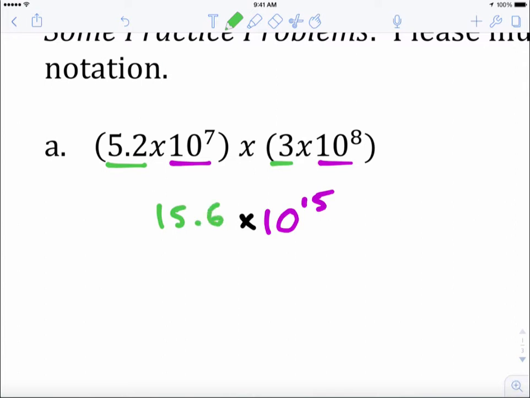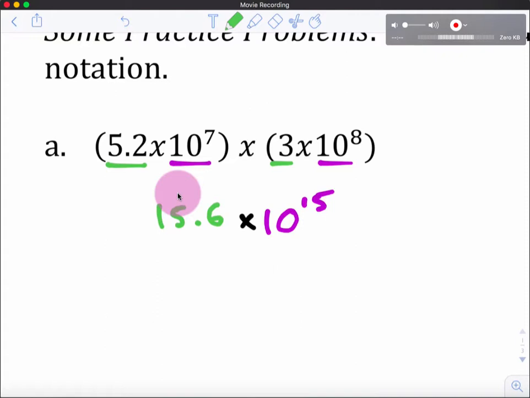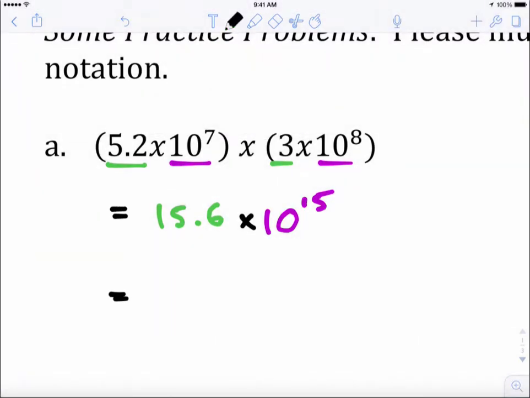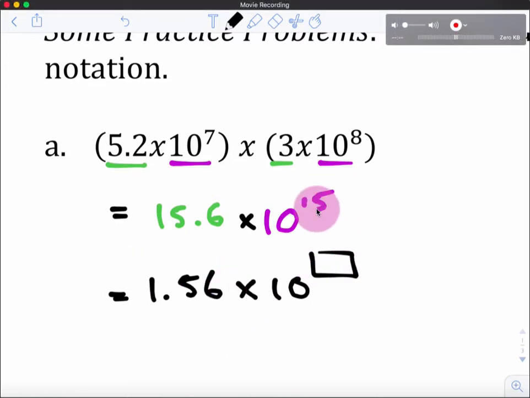Okay, now we got to be careful because this number, as it stands, is not actually written in scientific notation, right? 15.6 is not between 1 and 10. So I hope we know that we're eventually going to have to transform this into 1.56 times 10 to the something power. Now we got to be really careful and make sure that we accurately change this exponent to reflect the change that we put in this constant right here.